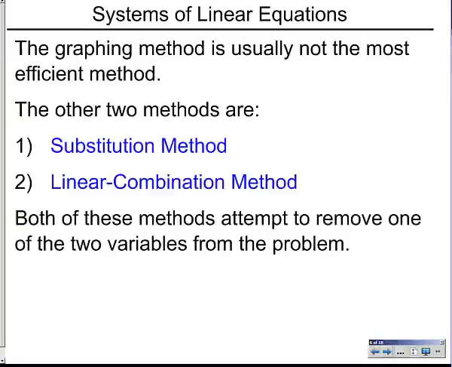The graphing method is not typically the most efficient. There are two other methods we're going to look at. There's actually a fourth method which we may cover later in the year. One of the two methods is called substitution. The other one is called linear combination. Both of these attempt to remove one of the variables from the problem. When you remove one of the variables, you end up with a one-variable problem left over, or a multi-step equation involving only one variable.